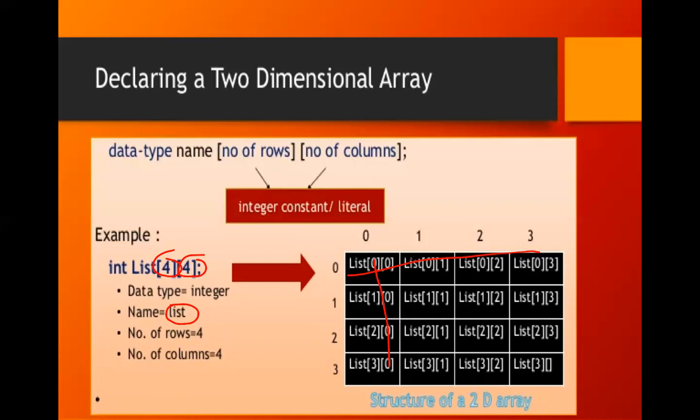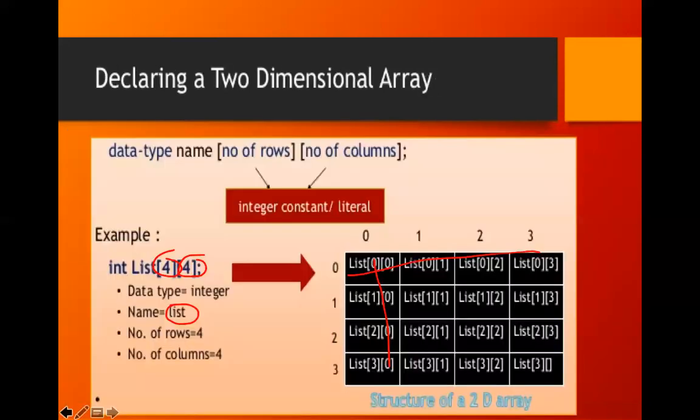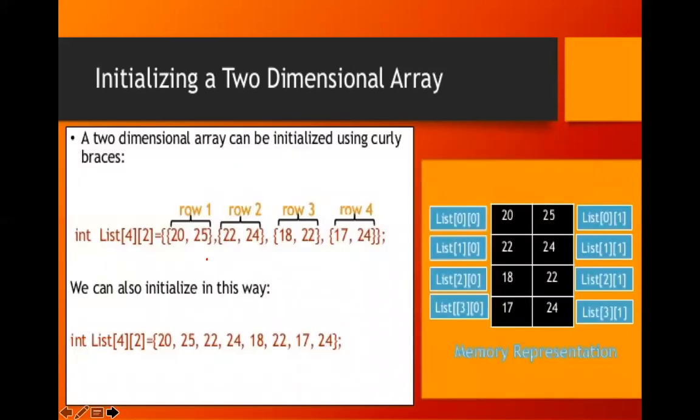So now next we will see an example also. I will show here initializing. How can we initialize a two-dimensional array? Okay, so here a two-dimensional array can be initialized using the curly braces. Like this, you can also directly mention integer list 4 2. So in these elements, here there are 4 rows and 2 columns.